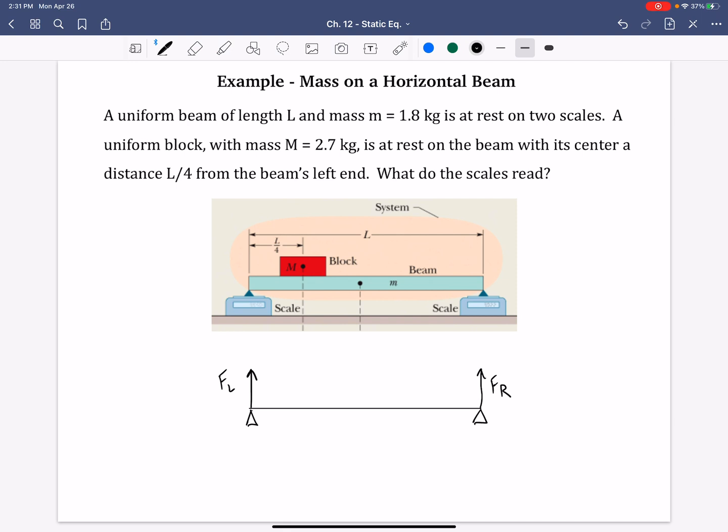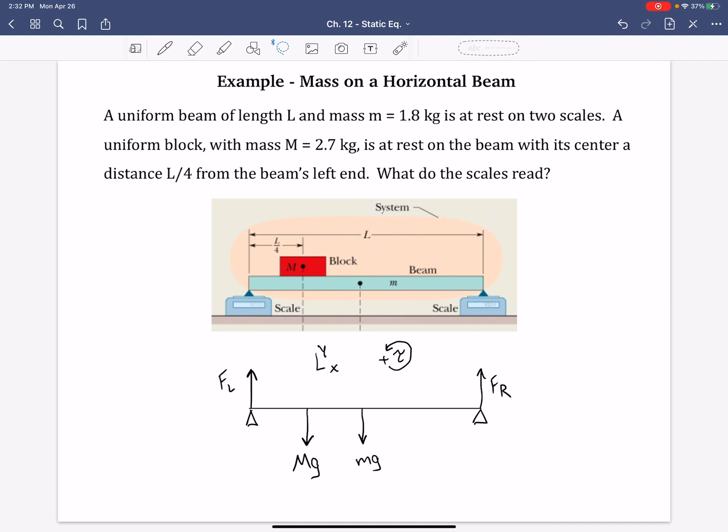The weight of the block resting on that beam, again, 1/4 of the way from the leftmost edge. So it has an external force, capital Mg, downwards. And from the very center, I have the weight of the beam itself, lowercase mg. All right, and that's it. So from this free body diagram, well, I guess we need to designate positive x and positive y, and then remember that positive torque is counterclockwise. Okay?